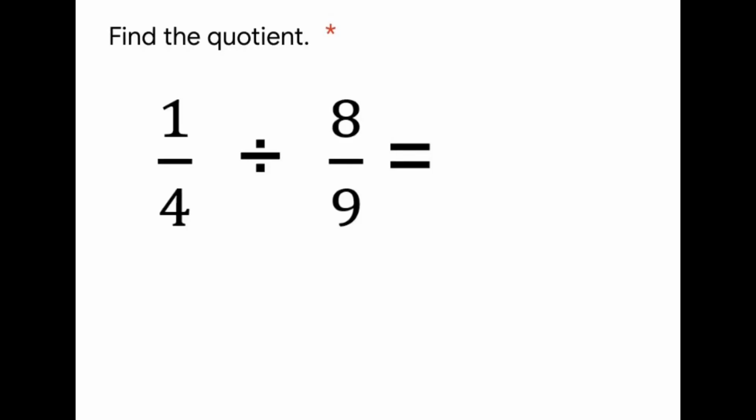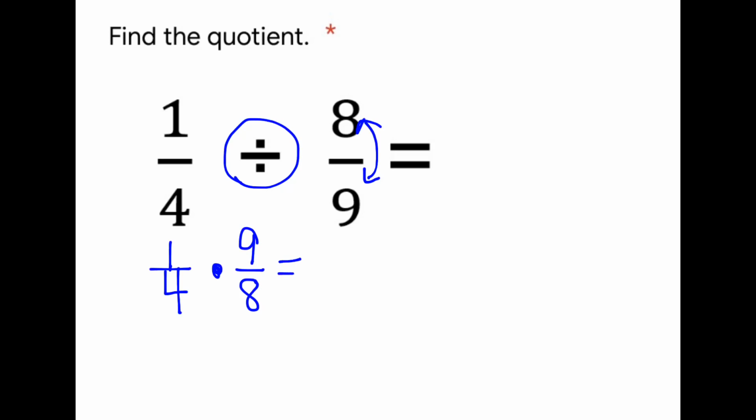Find the quotient. In this problem, once again, we know we cannot divide fractions. Therefore, we need to keep it, switch our division to multiplication, and flip it. That is the reciprocal. Now you can go ahead and multiply straight across and then simplify if needed.